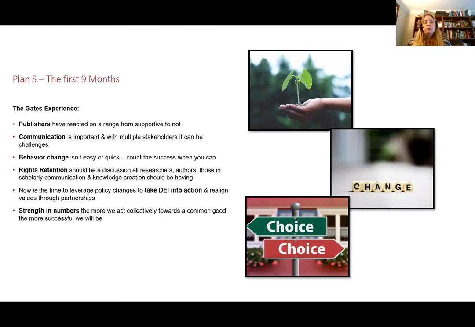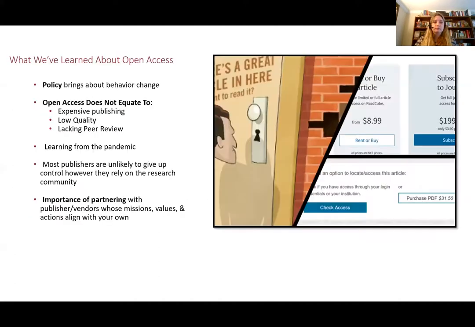It's been a really rewarding experience to work with other open access experts globally, and we've built a really good community to help us all succeed in this. Okay, and then larger, what about open access? A lot of this can be up for debate, and I hope we do have a great discussion. But I truly believe that policy does bring about behavior change.